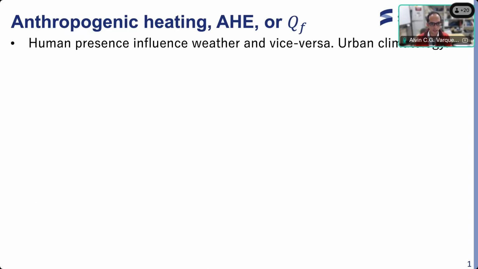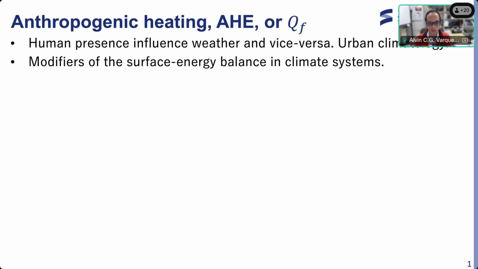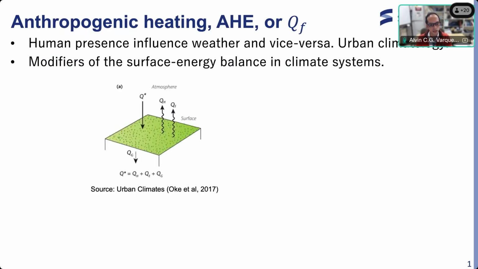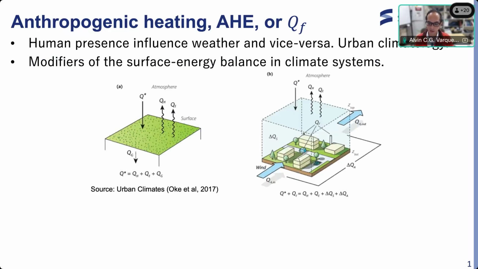In essence, how humans affect the climate is related to the energy balance of the surface. So our existence somehow modifies the energy balance of the surface, which translates to the behavior of the atmosphere. In a book on urban climates by Tim Oke and his colleagues, we can think of energy balance like this. There is a source of energy coming from the sun or elsewhere, and then the surface responds to that in terms of sensible heating or latent heating, or it may go straight to the ground. But with the presence of cities, it is drastically modified.